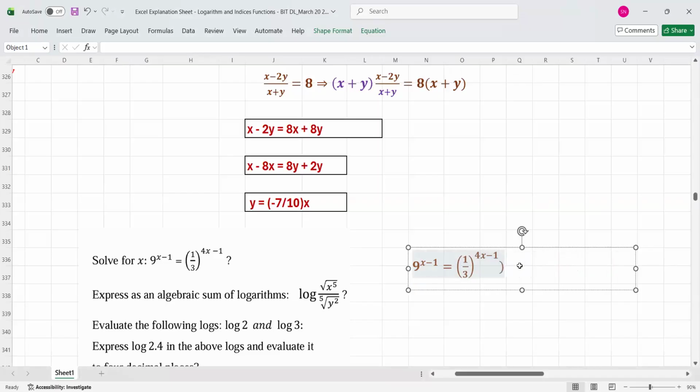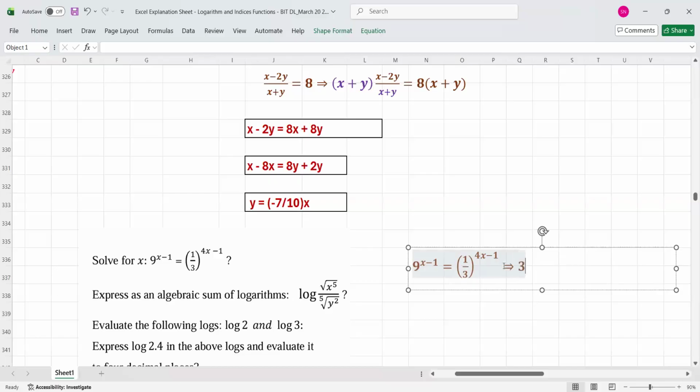Okay, who can recommend how we go about this? What can we do to the left-hand side so that it looks the same as the right-hand side? Then we can equate the powers. So the left-hand side will be 3 raised to the power minus 1, all raised to the power 4x minus 1.